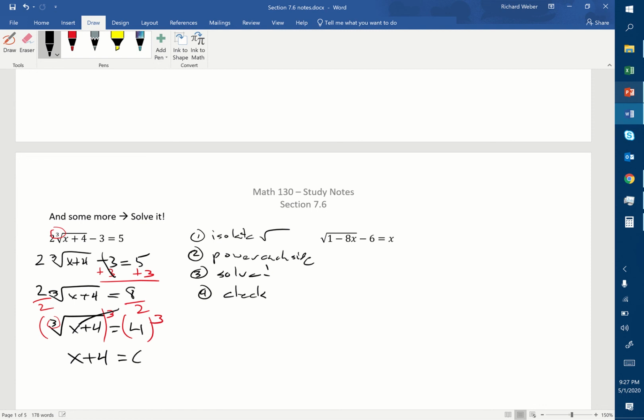On the other side is whatever. In this case, it's 64. Subtract it over, x is 60. And that's the answer. Should I check it? It's an easy check.